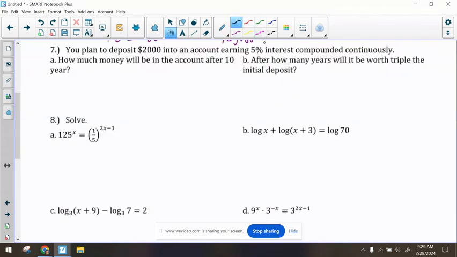To an account earning 5% compounded continuously. So I know that I'm now going to be using that formula A equals PE to the RT. Please make sure we have that memorized for your test Thursday. So it says in question A, how much will be in the account after 10 years?